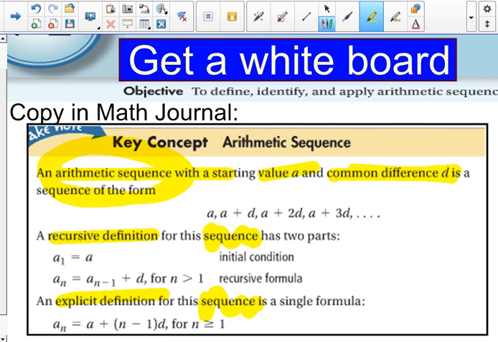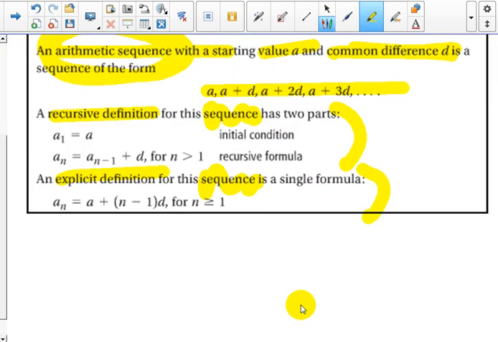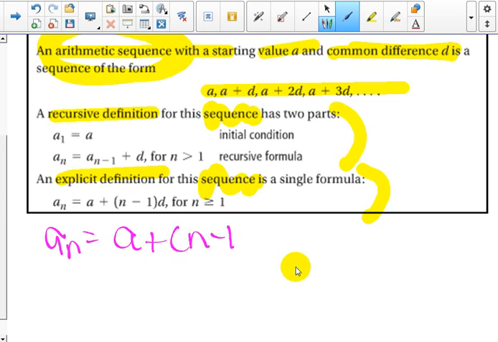So now we've got the recursive definition for this. Now we're going to go to the explicit definition. For the explicit definition, it's given in one single formula, so you don't have to remember to define the first term. It's just going to be this: a sub n equals a plus n minus 1 times d, for n greater than or equal to 1.